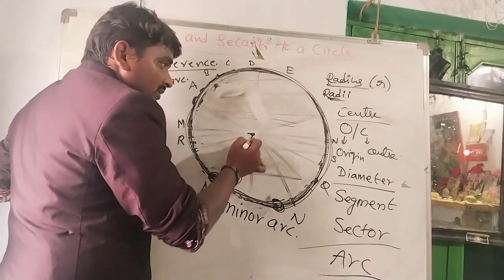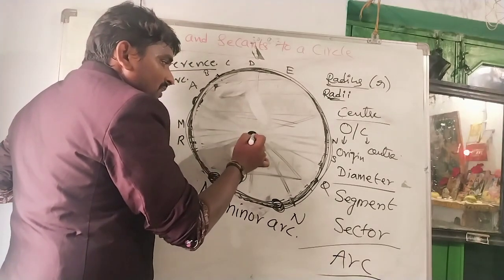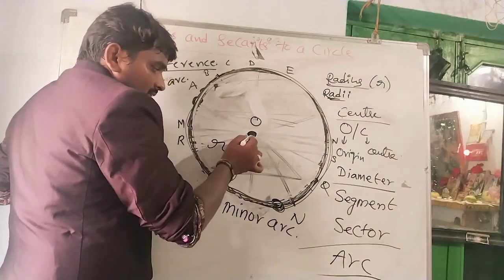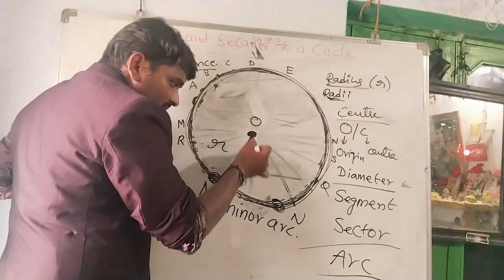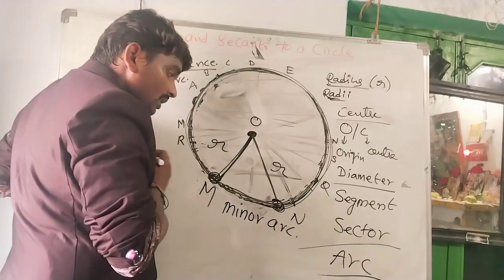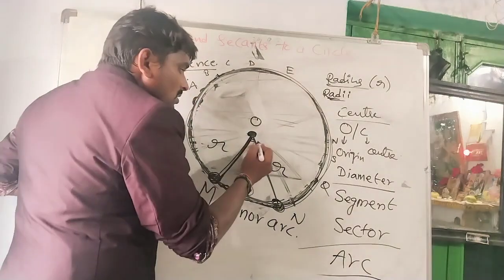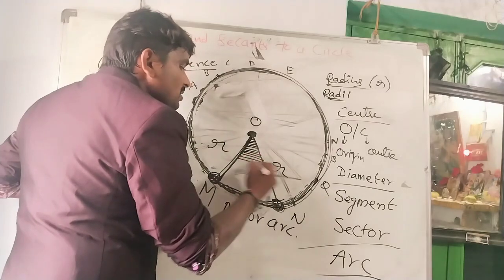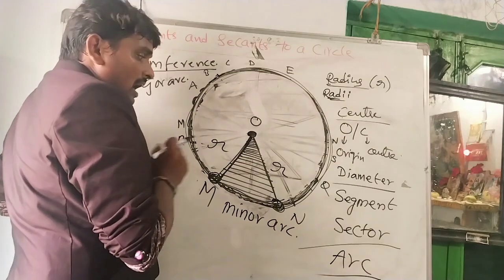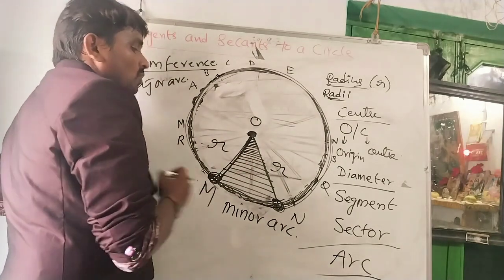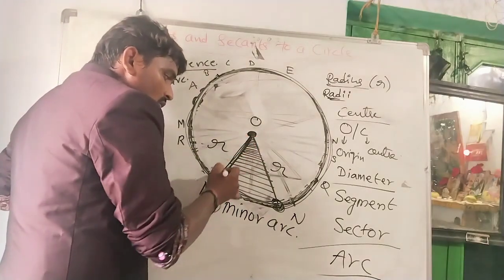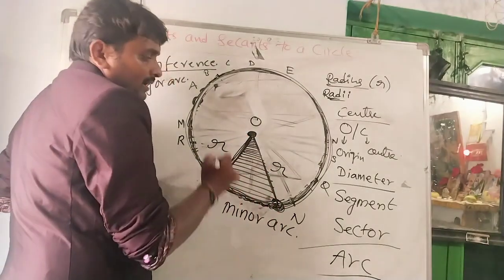This is what? The line segment which is drawn from the center to the boundary is called radius. Okay, this is radius. Take another radius. How many radii have we taken here? Two. If you observe the area between two radii and one arc, observe the shaded portion. How did we get this shaded portion? We obtained this shaded portion by two radii and one arc.